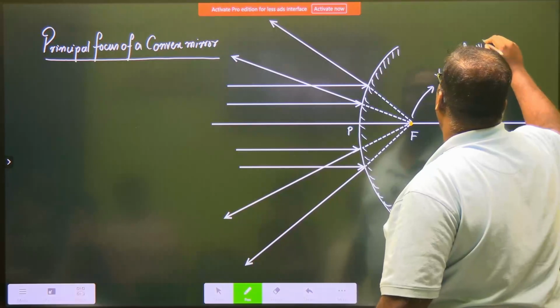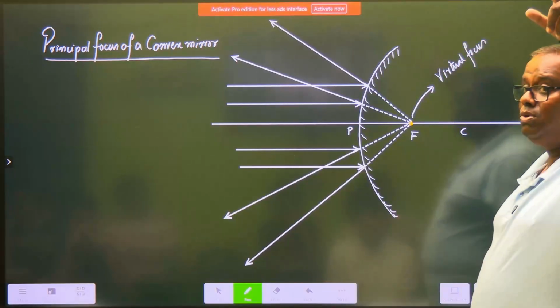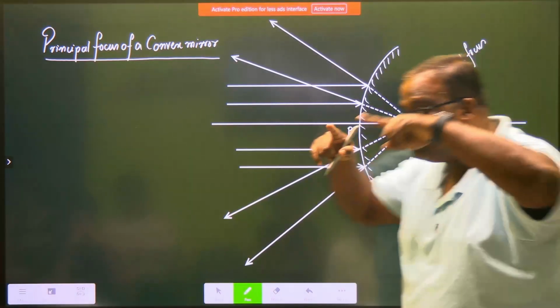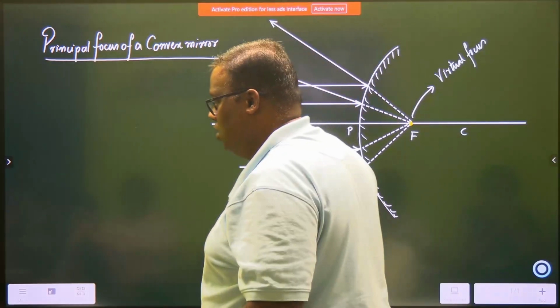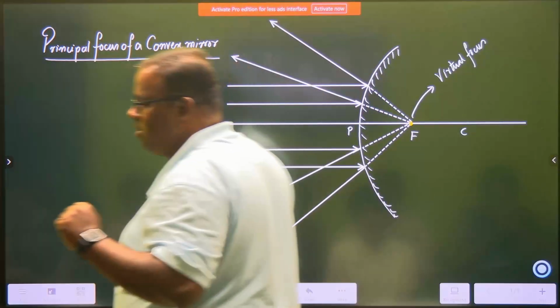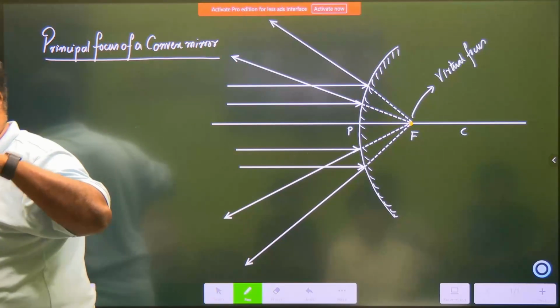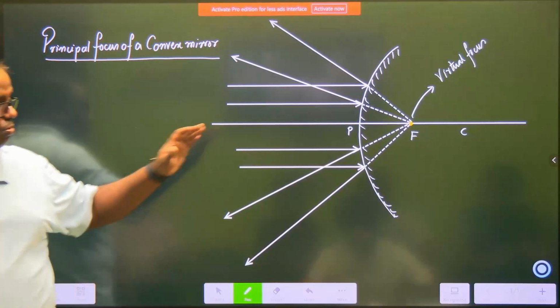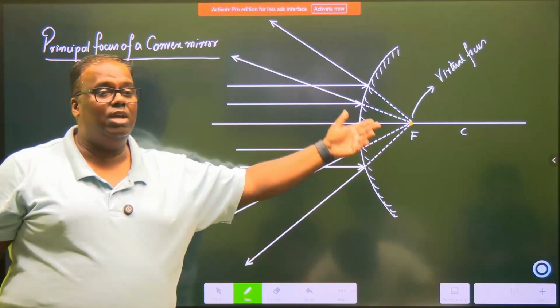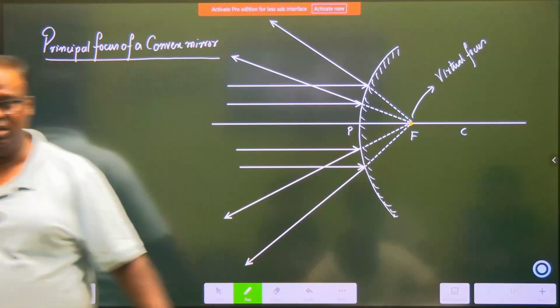This is the big difference. The other focus was a real focus because actual intersection of rays took place. Over to you to make the diagram and to write the definition. If you want me to narrate, I can narrate once again. First you make the diagram, then I'll tell you why I am so hungry after this intersection, okay?